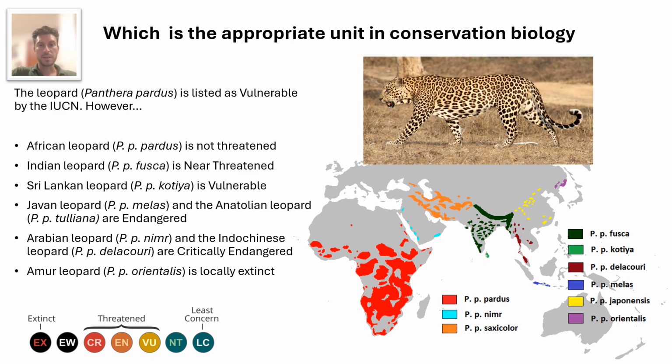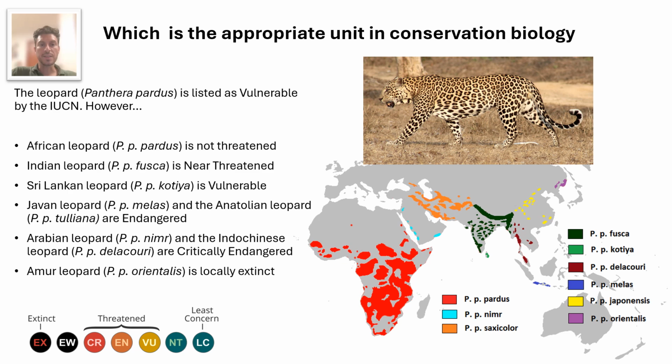Way more problematic is the case of the leopard. This species is widely distributed from sub-Saharan Africa to the Middle East and to Southern Asia, despite its populations being highly fragmented. The species is considered vulnerable by the IUCN, but not all the subspecies have the same level of threat. The African leopard has quite a healthy population and is not considered threatened at the moment.